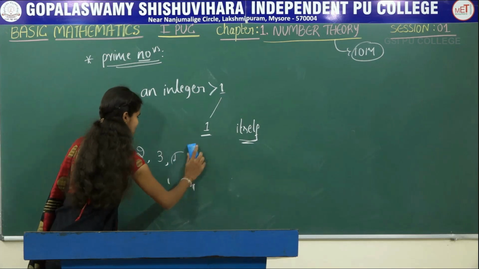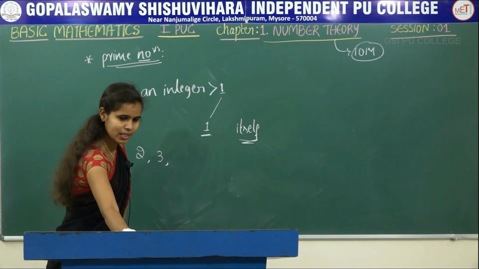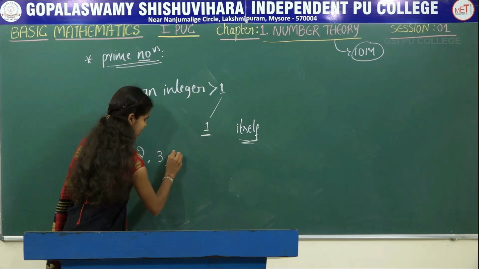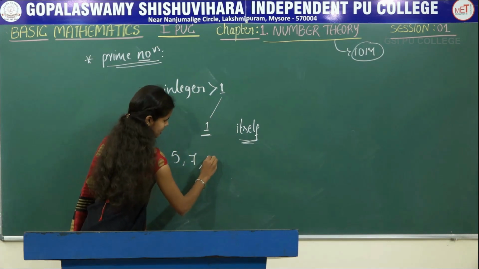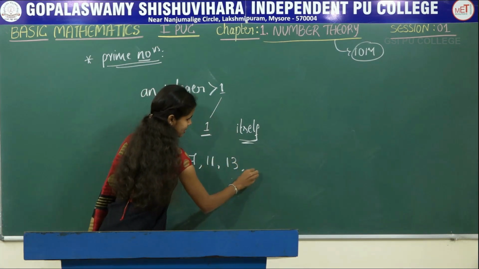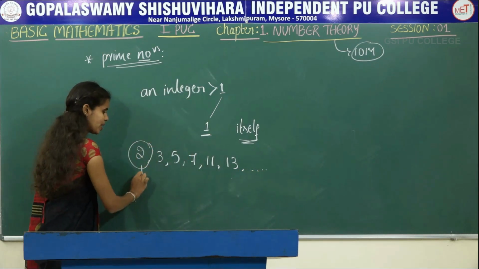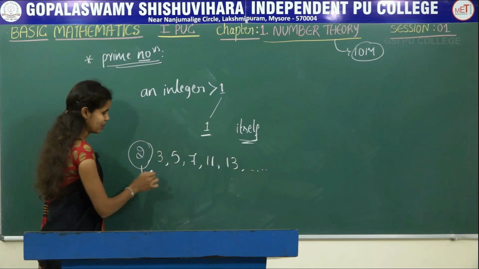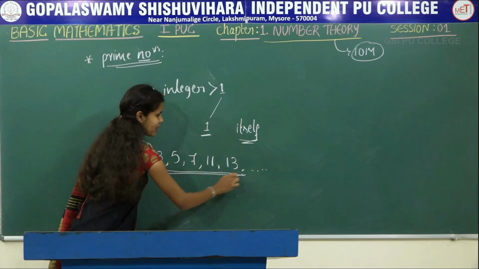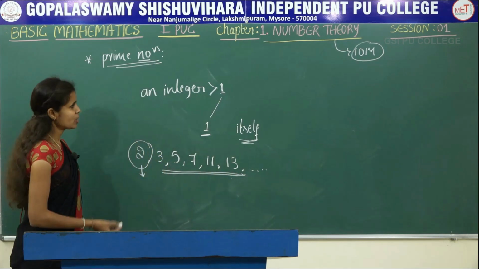Okay. So prime numbers are 2, 3, 5, 7, 11, 13, etc. Observe here, 2 is the only even prime number. So the remaining prime numbers are odd numbers.